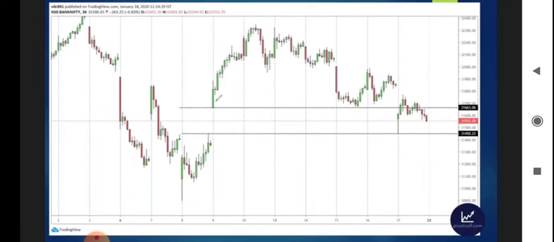So next what happened? 9th was a very bullish day, market went up. Then next 2-3 days market stayed sideways. Then on 15th market came down, and look at this, where it took the support.